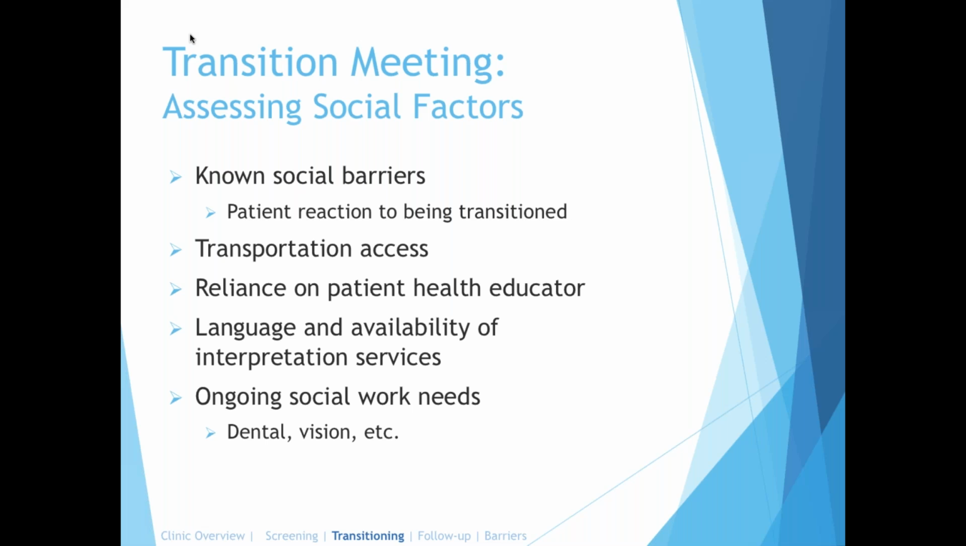So finally, and perhaps most relevant to this discussion, we review the patient's social factors that may impact the success of their transition. So this includes discussing things like their known social barriers, their support system, any concerns regarding access or lack of access to transportation, language barriers, and as mentioned before, any ongoing social work needs related to issues like dental care or vision assessments or food commodities.